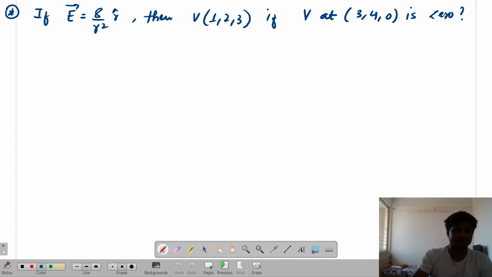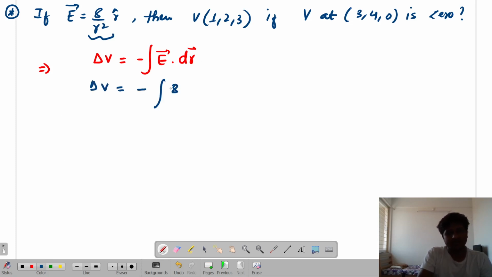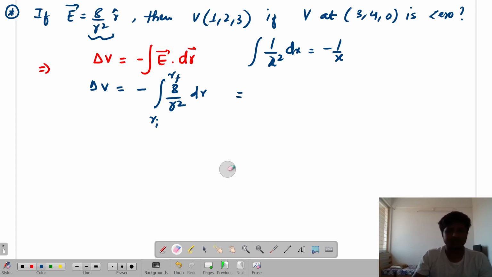What will be the answer? Should I do it? Okay, look, it's a simple thing. Here it is given in the form of r square, so delta V, you have to think always, is minus integral E dot dr. So why change r? Do not change r. If it is in the form of r, use the dr form directly. So delta V is equal to minus 8 by r square dr. Right or not? I have told you the integration of 1 by x square dx is minus 1 by x, isn't it? And consider it from r initial to r. Fine. At r initial the potential is 0, so just V final I'll get.